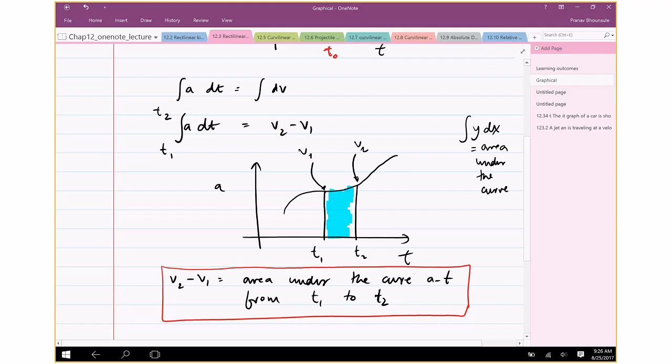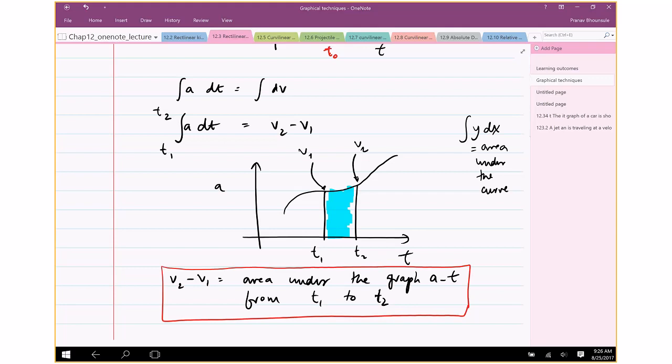Professor, is that a of t or a minus t in the box? Yes, it is. I should probably put area under the graph a-t. When you say a-t, it really doesn't mean a minus t because a has different units and time has different units, so you cannot subtract. So it's a-t, that's how you write a y-x curve. Similarly, this is not a minus t, it's a versus t.